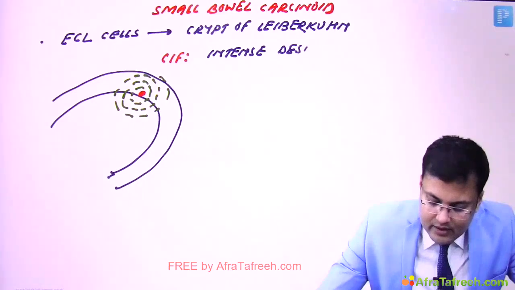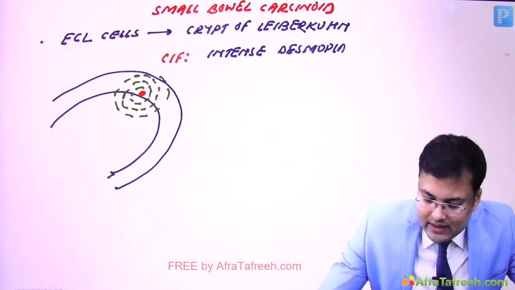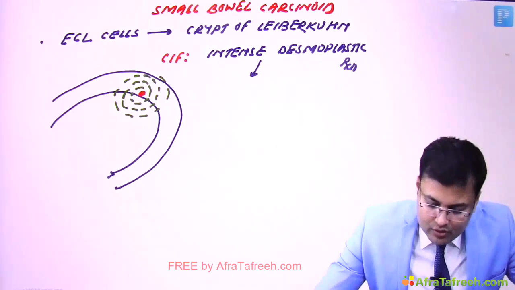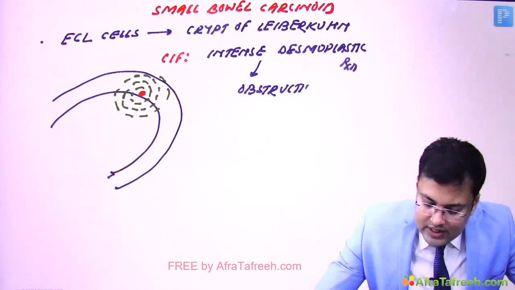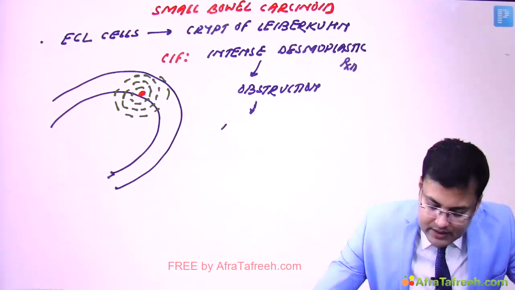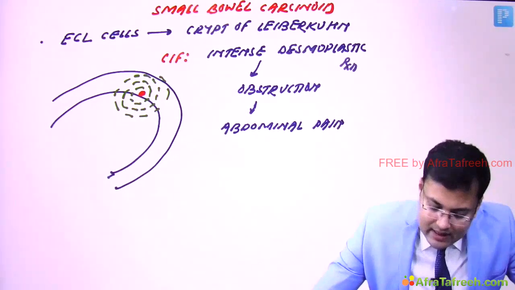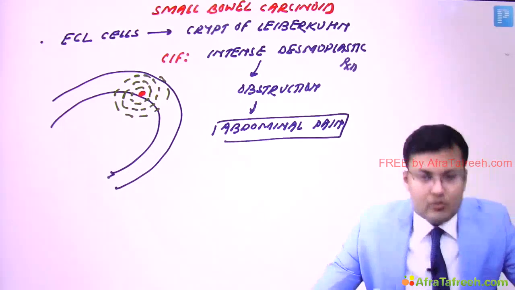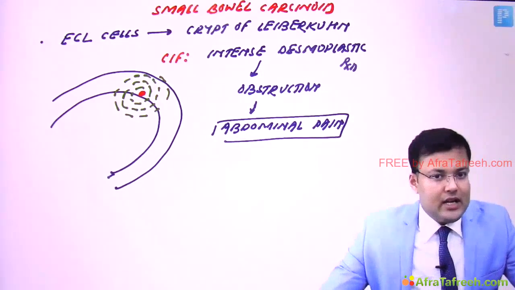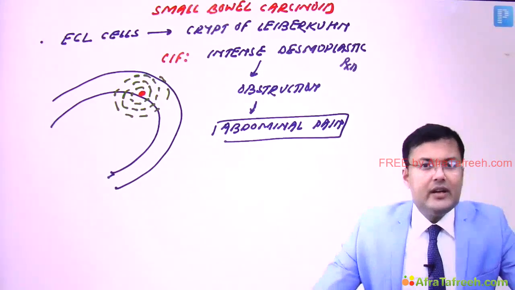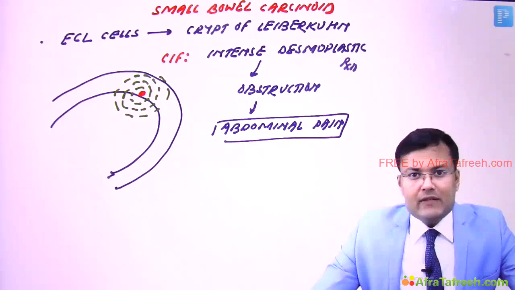So there is intense desmoplastic reaction around the tumor leading to obstruction, and because of this obstruction, what is the symptom? The symptom is abdominal pain. Clear? This abdominal pain is not directly related to the tumor. The tumor is not doing the obstruction, it is the fibrosis around the tumor which is responsible for obstruction.